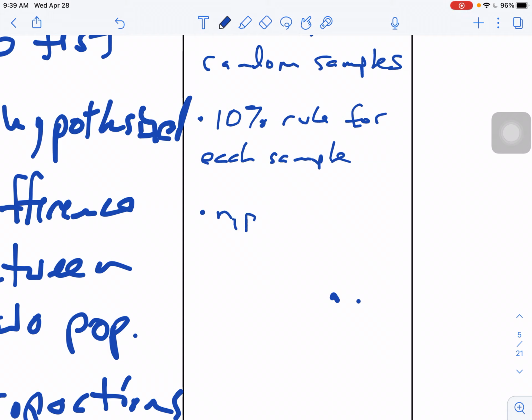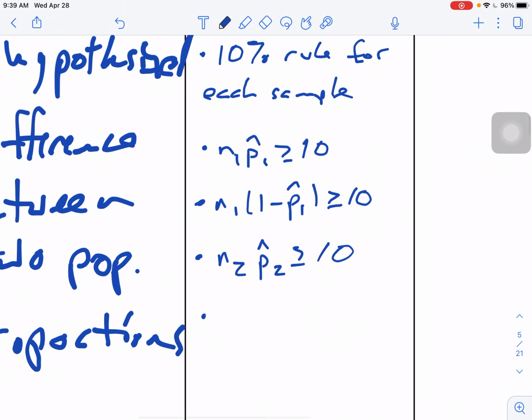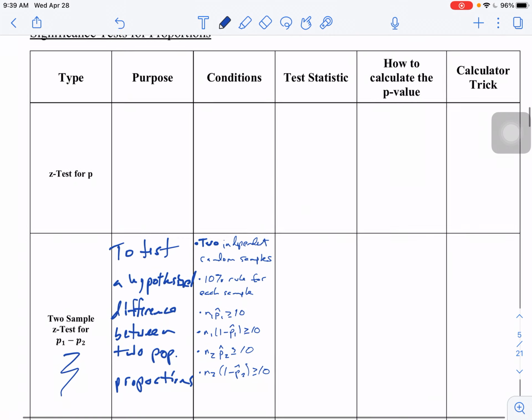And then remember, n1 times p hat 1 needs to be greater than or equal to 10. We need n1 times 1 minus p hat 1 to be greater than or equal to 10. And then the same thing for the second: n2 times p hat 2 greater than or equal to 10, and n2 times 1 minus p hat 2 greater than or equal to 10. So those are the conditions that must be met before you can do your z-test, your significance test.